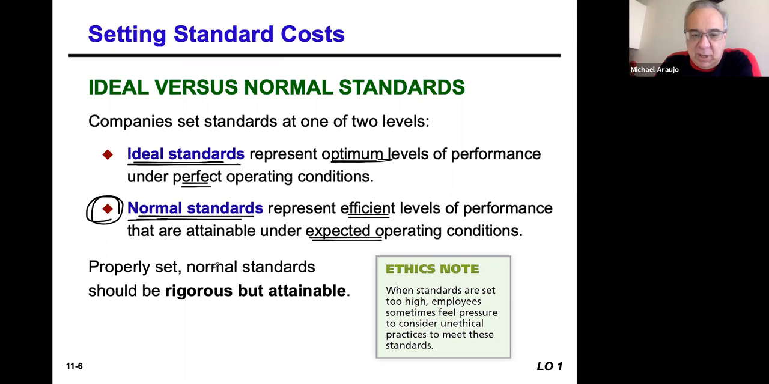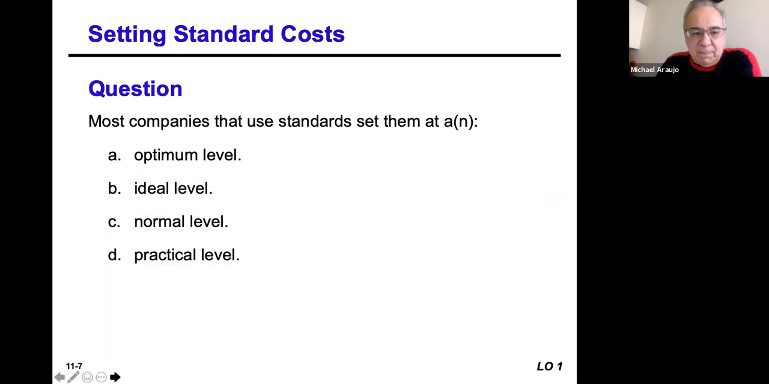Again, normal standards should be rigorous, but they need to be achievable. Otherwise, you're not going to get the right costs. You're not going to get the right things done as a business if you're dealing with ideals. So at a normal level of activity, you set the standards from that.